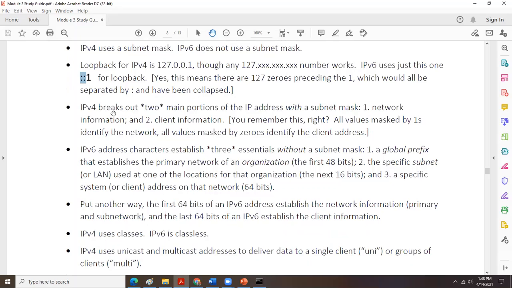The IPv4 protocol basically breaks out two main portions of the IP address with a subnet mask. The first one is the network information, the network ID. The second half of that IP address, the other side that's broken out by the subnet mask, is the client information. Does anyone need me to explain that further? Does everybody know what I mean by that? Yeah, I think so. Okay.